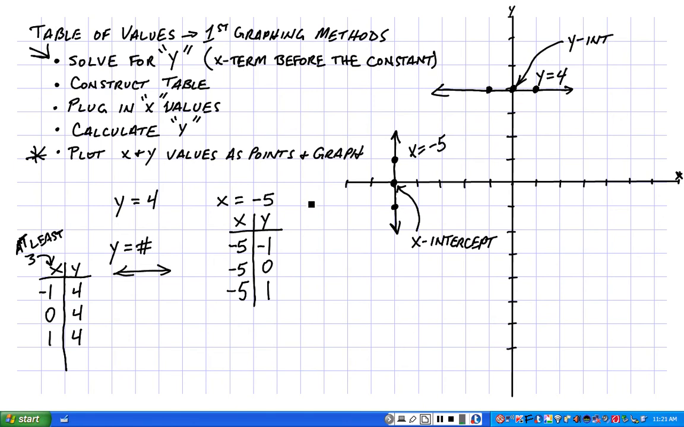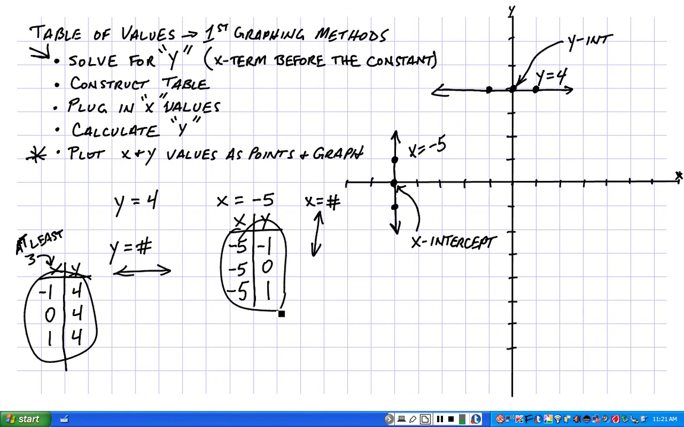And conversely, if x equals some number, then you're going to have a vertical line through that number. So the problem we had was x equals -5. All we did was go to the x-axis and count -1, -2, -3, -4, -5, and draw a vertical, straight up and down line through -5. And there you have it. So it wasn't necessary for us to use the table of values, but if we were asked to, this is how you would do it.